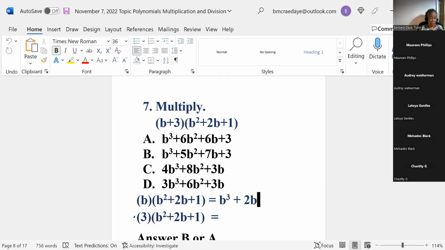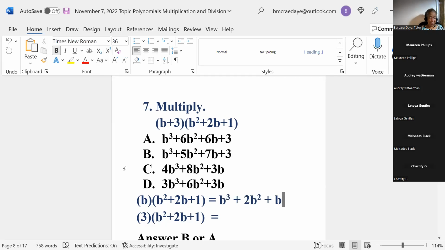Add the powers. 1 plus 1 is what? 2. B times B is B to the second, 1 plus 1. And then what's B times 1, Mercedes? B times 1 is just B, right? All right.